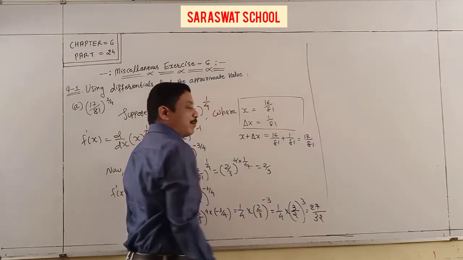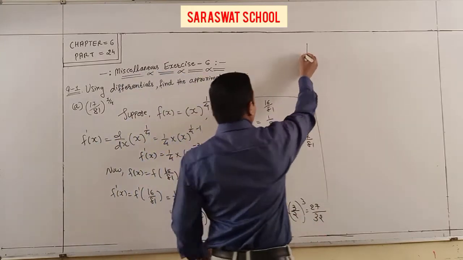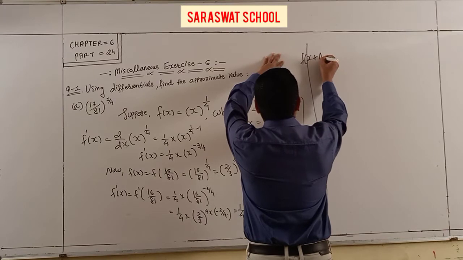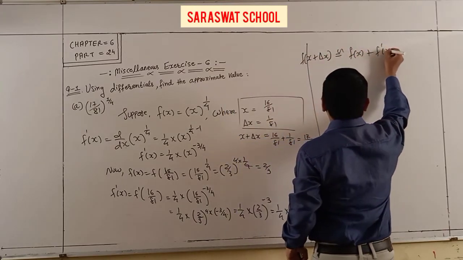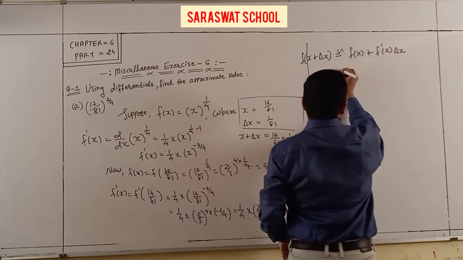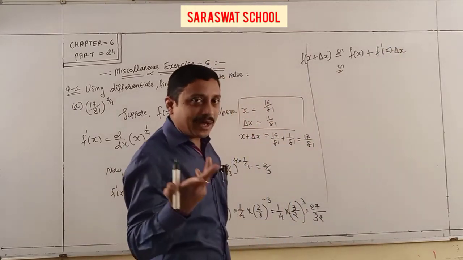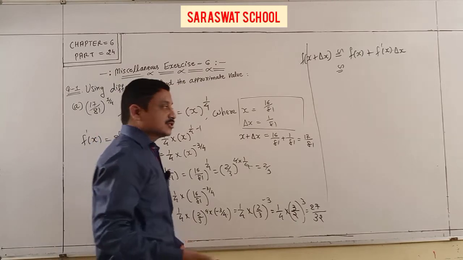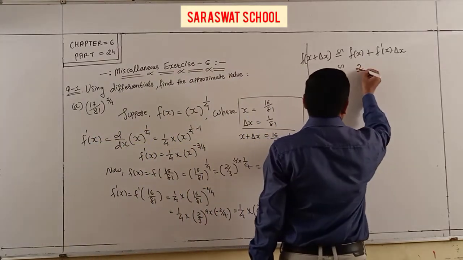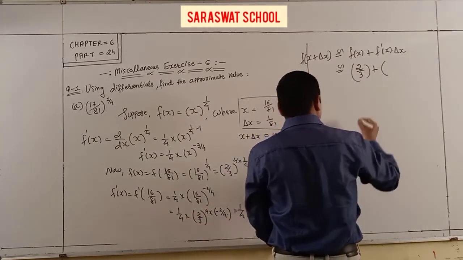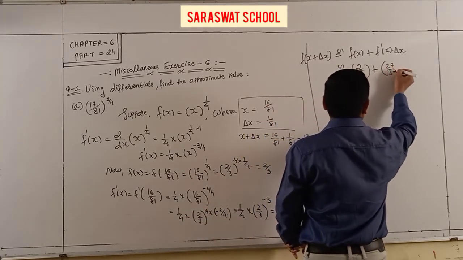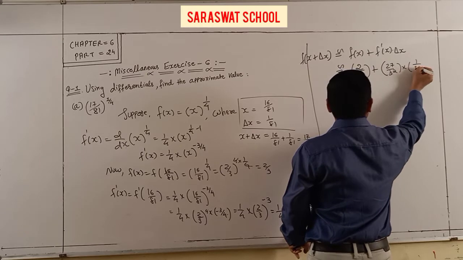Now I am going to the approximate value: f(x + del x) is approximately f(x) plus f'(x) del x, and now apply the whole values. Your f(x) is 2/3. Yes, and what is your f'(x)? 27/32, and del x is 1/81.